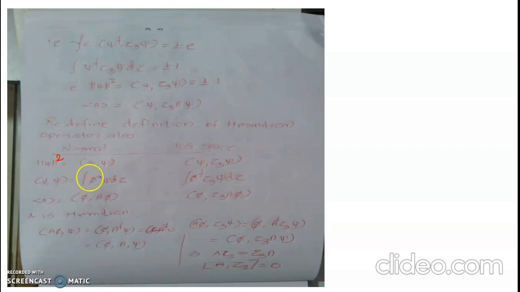Scalar product psi phi is the integral of phi star psi d tau. You have to take the complex conjugate of the vector coming from the prefactor space as long as the normal definition is concerned. The modified definition happens to be scalar product phi, tau 3 psi. That's equal to phi dagger, instead of phi complex conjugate, tau 3 psi d tau. Then the expectation value of the operator, in the normal definition, is the scalar product phi, A phi, and in the modified definition you have to put tau 3 here: scalar product phi, tau 3 A phi.